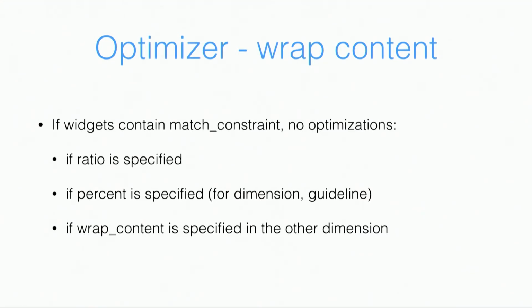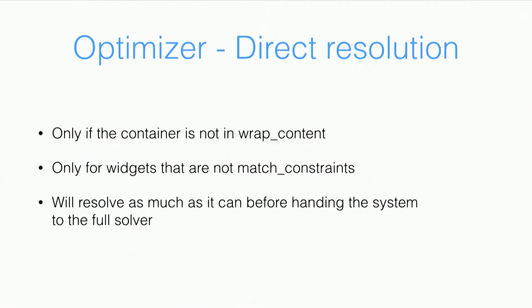Whenever we can, we try to simply, as I was explaining, just directly resolve things. It's only in the case where you have a chain, or a series of widgets that are linked together, and if those have fixed dimensions, there's no need to run a very expensive solver. You just say, you are at this position, and I know you are following it, so you are at this other position. One nice thing is that as much as possible, we'll resolve those things.